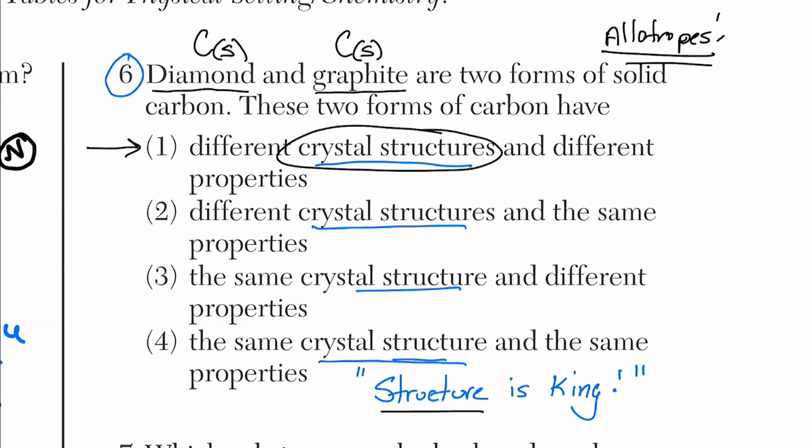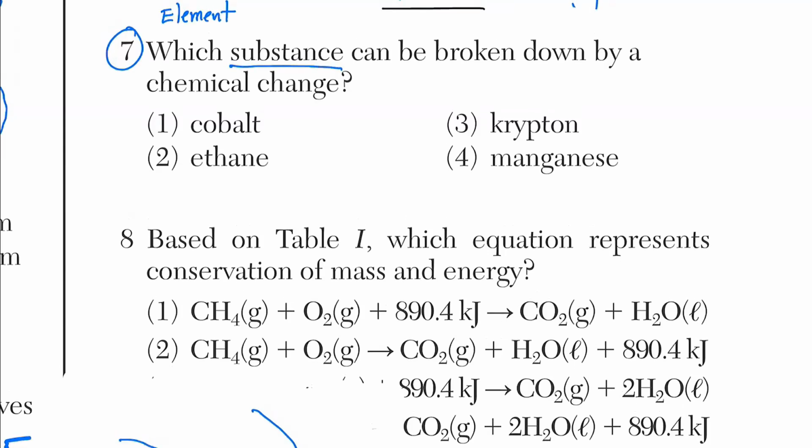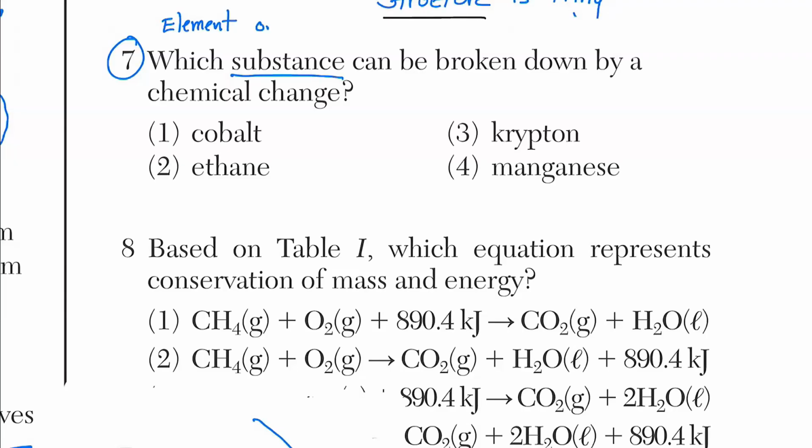On to number 7. Which substance? We need to know what that is. A substance, my friends, in chemistry is either going to be an element, which differs by their proton number, or a compound. And a compound is two or more different elements bonded together. So which substance can be broken down by a chemical change? Well, we know that elements cannot be broken down, because they're the simplest form of matter. Elements are a group of the same type of atoms.